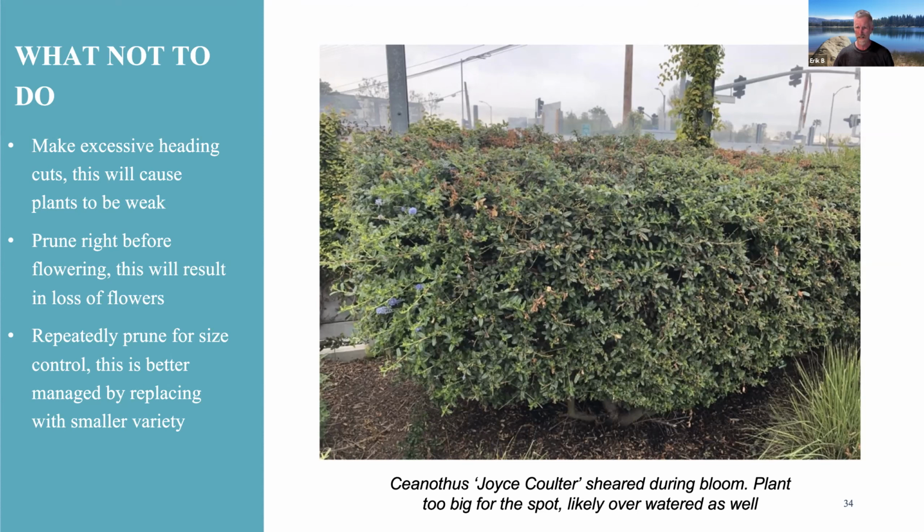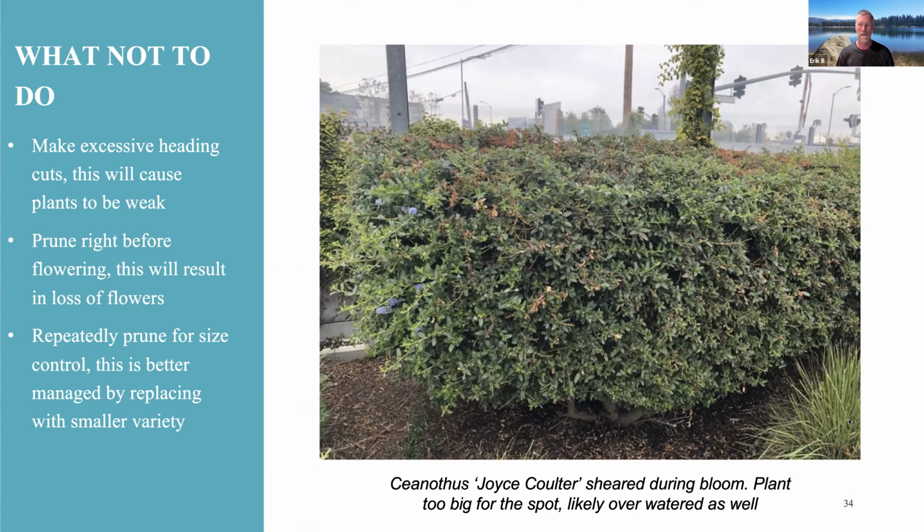So I guess they're saying, here's a Joyce Coulter sheared during bloom. The plant is too big for the spot and likely overwatered as well. You can sort of see, I have a really big monitor, but underneath, it was reported that it was just dankly wet down there. That's something to keep in mind. And you can see all the dead material up here. It's not a shrub that looks like something you'd want in your garden.